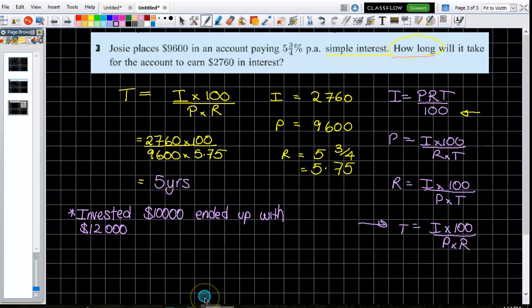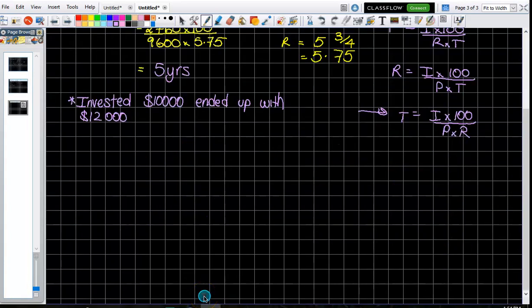Okay, can I ask you this? What happens if we had that same sort of question, asking how long it took for $10,000 to end up being $12,000? What's your principal here? Your principal is $10,000. What's your interest? So you invested $10,000, but you ended up with $12,000. It's not saying $12,000 is the interest. Remember, what you put in and what you end up with, the difference is your interest. And normally, we have more interest unless you're in Germany. It goes negative. I'm still amazed by that.